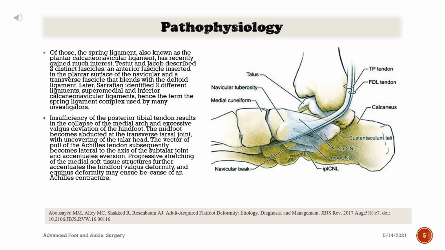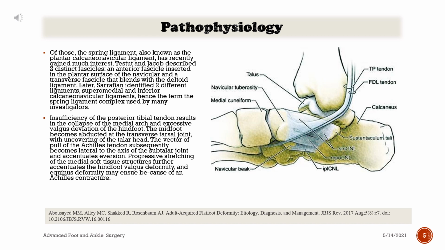Testut and Jacob described 2 distinct fascicles, an anterior fascicle inserted in the plantar surface of the navicular and a transverse fascicle that blends with the deltoid ligament. Later, Sarafian identified 2 different ligaments, superomedial and inferior calcaneonavicular ligaments, hence the term the spring ligament complex used by many investigators.